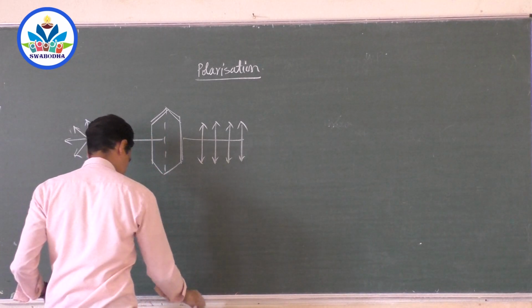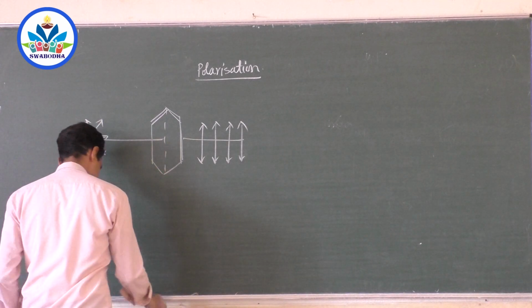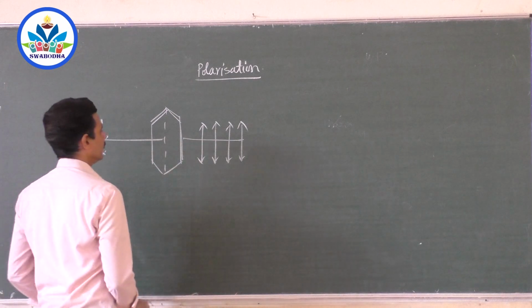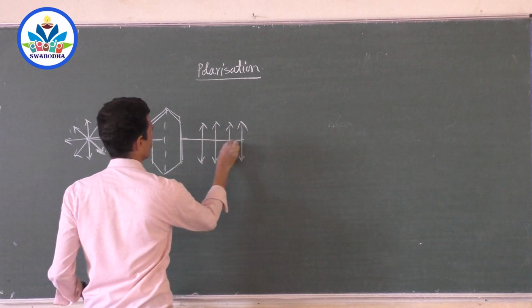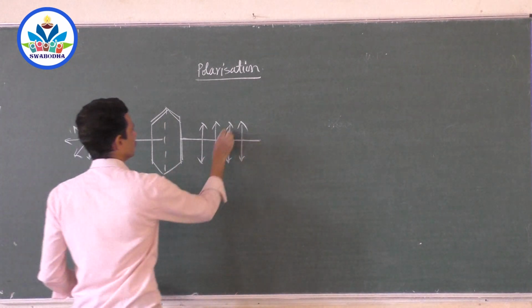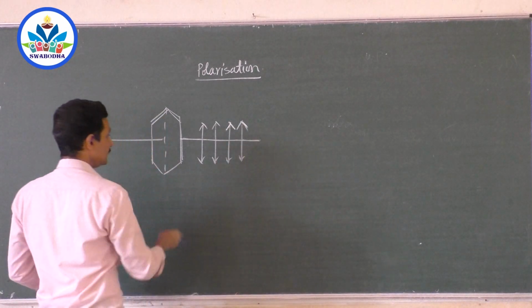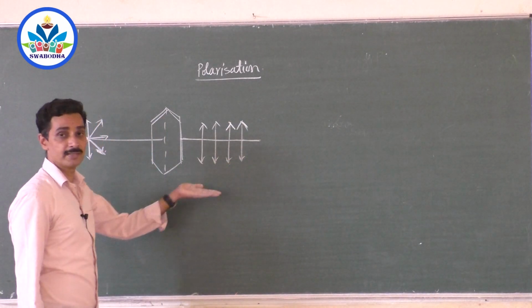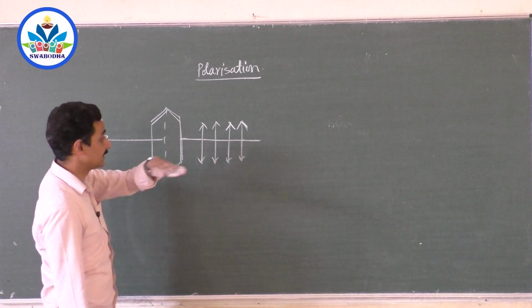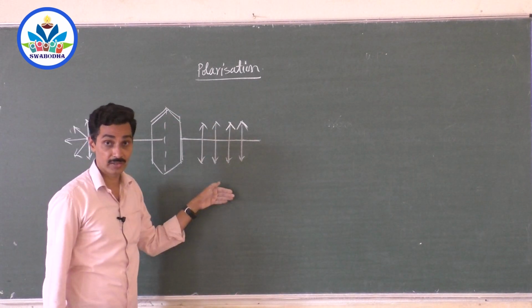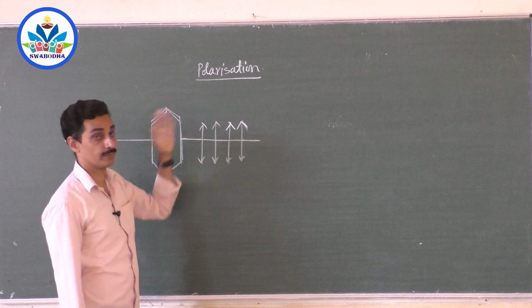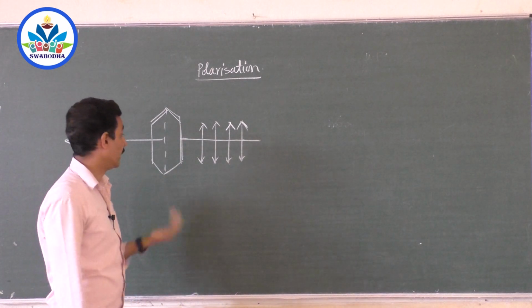Now the thing is, this is the polarized light, and this is the plane of vibration. Sorry, this is the plane of polarization where no vibrations are present.